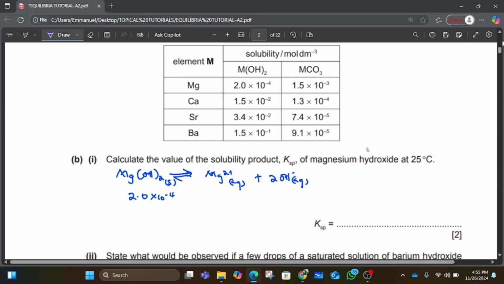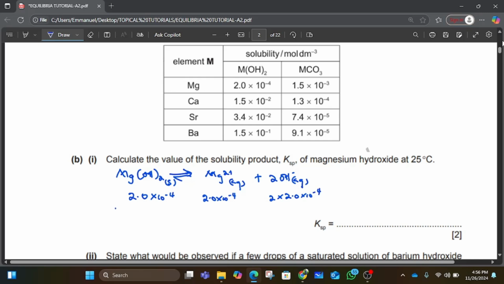And so, since it is a salt, when a salt dissociates, the concentration or the solubility will be the same as that of the ions. And so, since the mole ratio between the Mg2+ ion and the magnesium hydroxide is 1:1, it means for the magnesium ion, that will be 2.0 times 10 power minus 4. However, for this one, it is 1:2, so this will be 2 times 2.0 times 10 power minus 4.